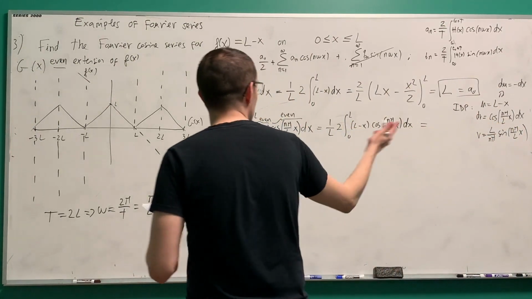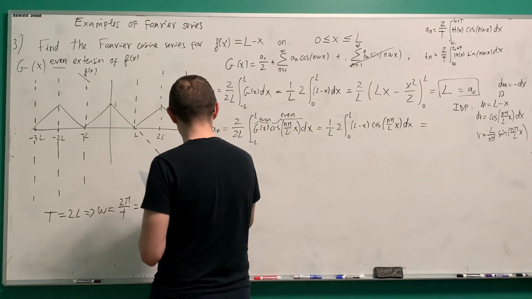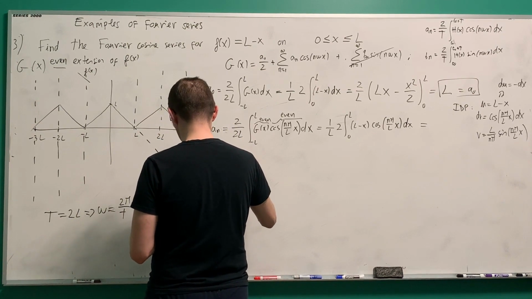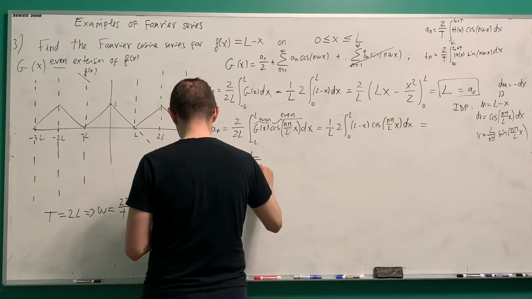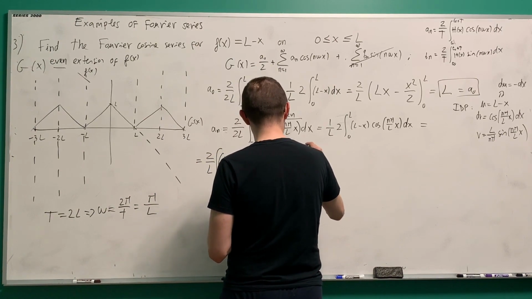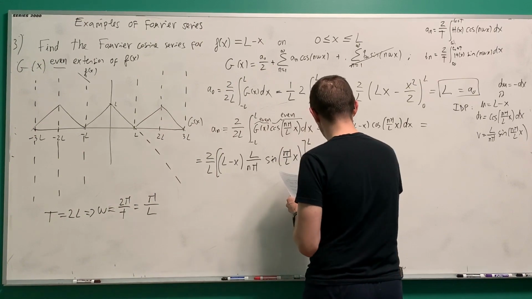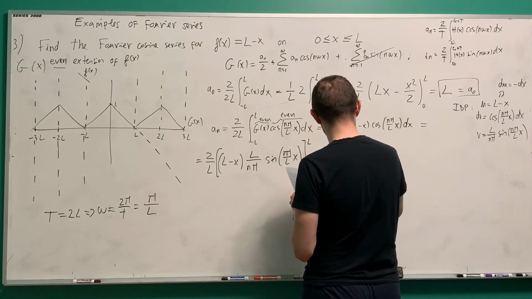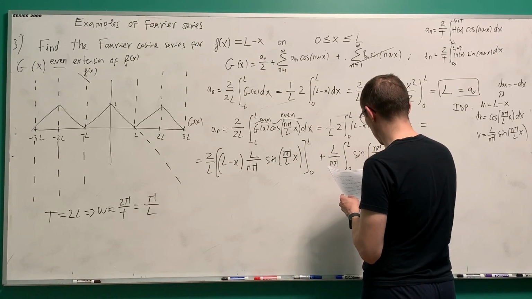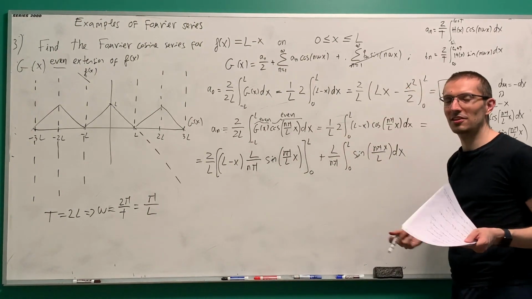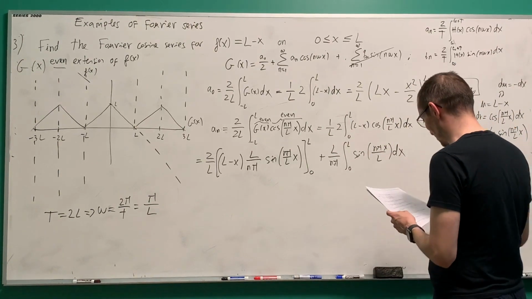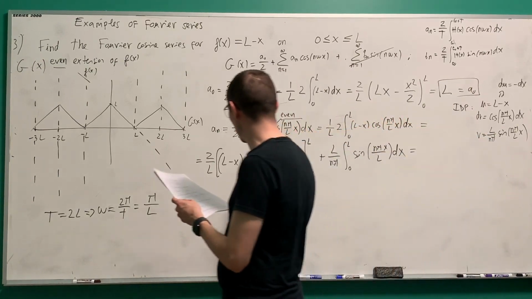All right, and doing the substitution of by parts integration, I'm doing the full steps here, 2 over L, L minus x, L over n pi, sine n pi over L x, right, and from 0 to L, plus L over n pi, now integral from 0 to L, sine n pi x divided by L dx. I'm doing all the full steps here because I'm feeling gracious, but very few times I will do the full steps, okay?